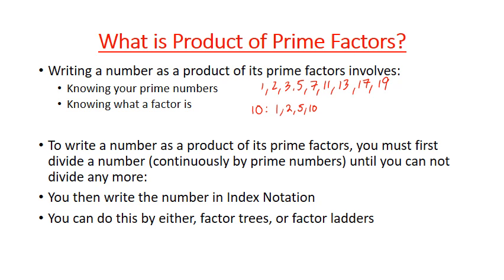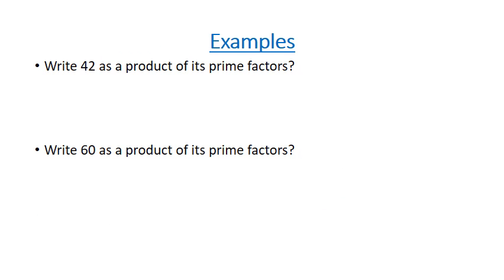So to write a number as a product of its prime factors, you first need to divide the number continuously by prime numbers until you can't divide anymore. You then write the numbers in index notation, and you can do this either by a factor tree or by a factor ladder, and we'll go through an example of what all that actually means in a minute. So we'll look at some examples.